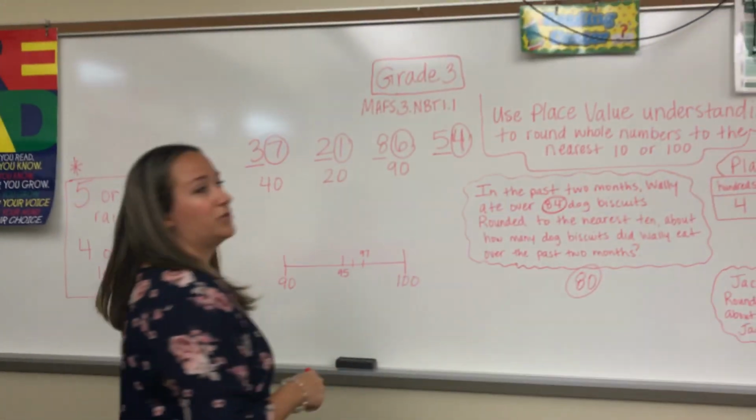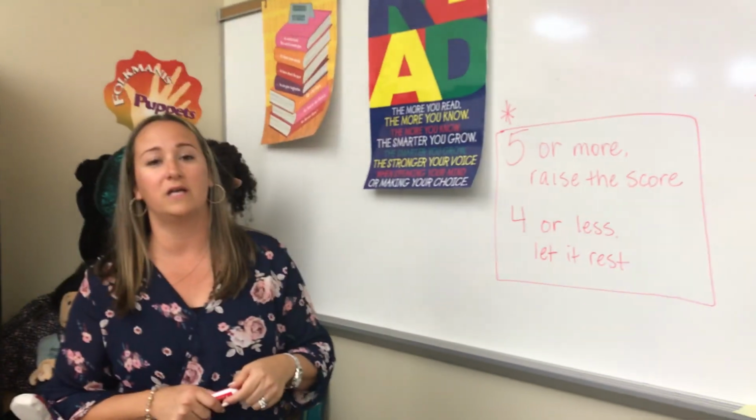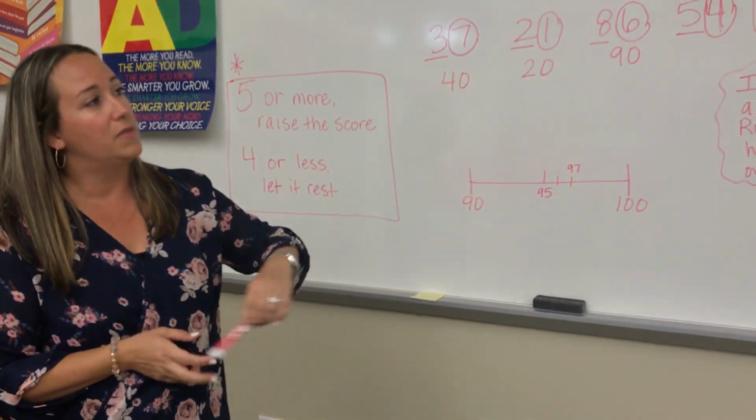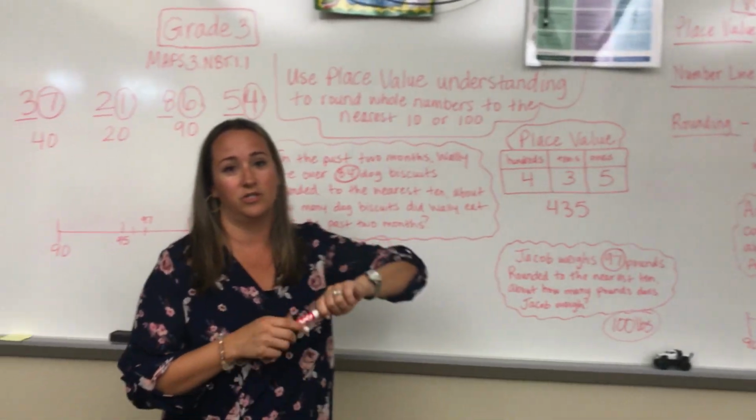Okay, so this is really important to remember. 5 or more, raise the score. 4 or less, let it rest. The number line is also important, and then of course you need to know the place value and where your digits fall.